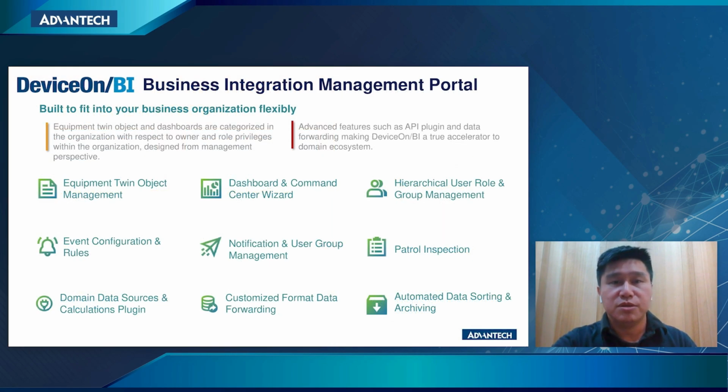Here are the categorized major functions in DeviceOn BI Business Integration Portal. The main concept to handle data in DeviceOn BI is in terms of objects. These objects are categorized in the organization with respect to the owner and the role privileges within the organization, designed from the management perspective. The plugin feature can obtain information such as weather forecast or data calculated by third-party sources, which bridges the ecosystem at a faster pace. I will introduce some outstanding functions in the coming pages.